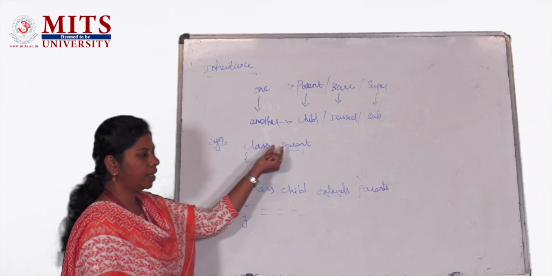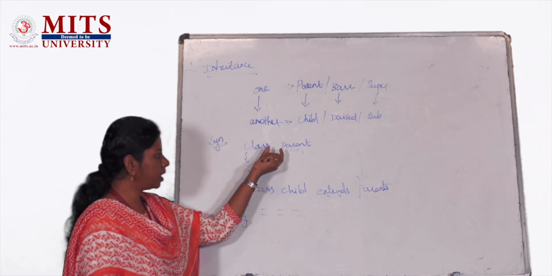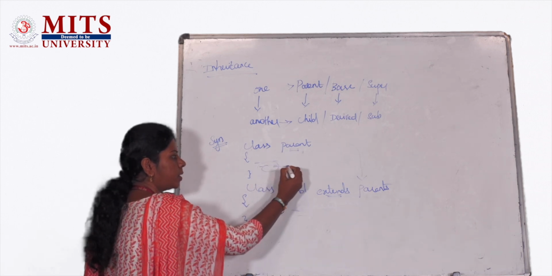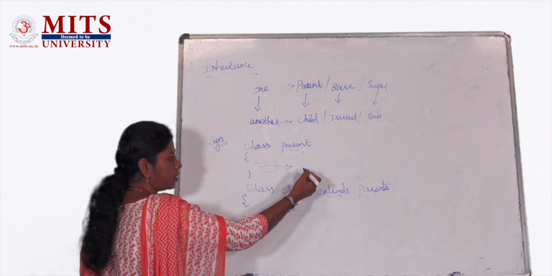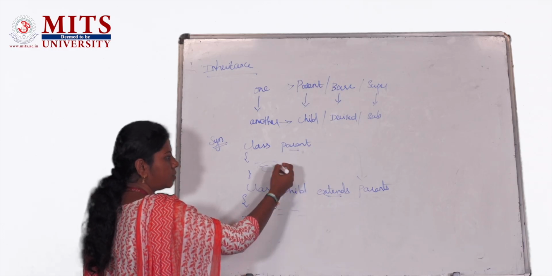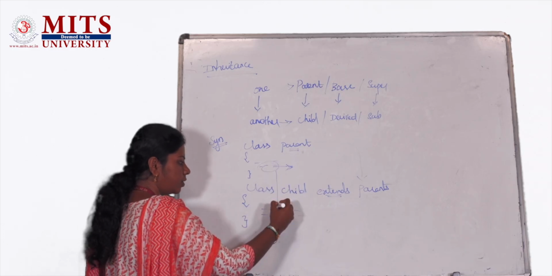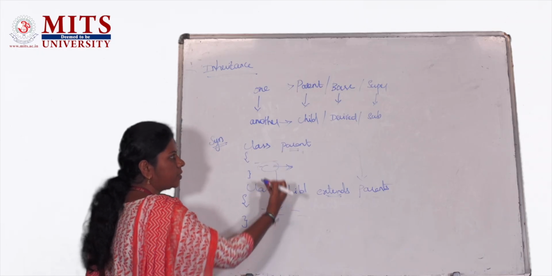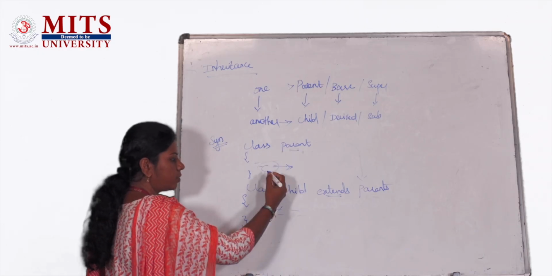So the parent class name is there. Then we have to derive properties. What are the properties? Properties are methods, variables, or operations. Whatever is there, we are deriving. From the base class to the derived class, we are getting the properties.